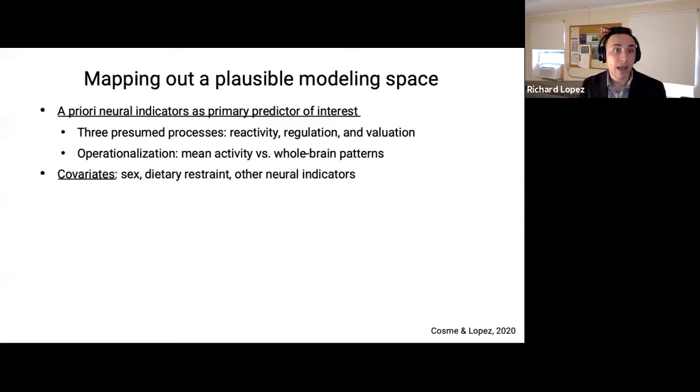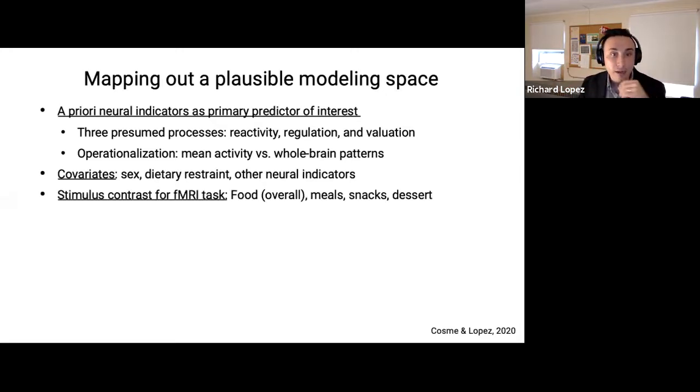We had a priori covariates as well in terms of participants' biological sex, the extent to which they were restraining their food intake in general, if they had other goals, health goals, fitness goals that they were pursuing. And then other neural indicators would fall into the covariates bin, because again, for each model specification, we were looking at each predictor separately, and so other neural indicators would fall into the bin of covariates.